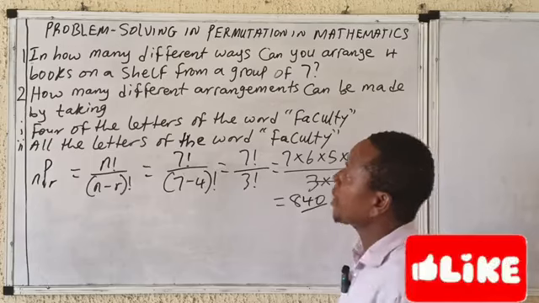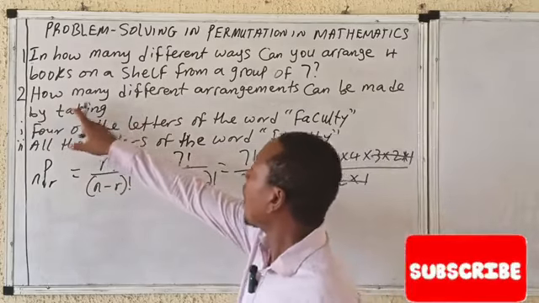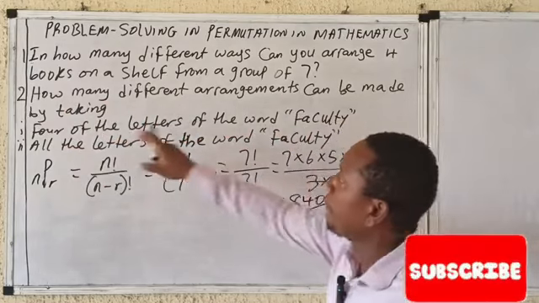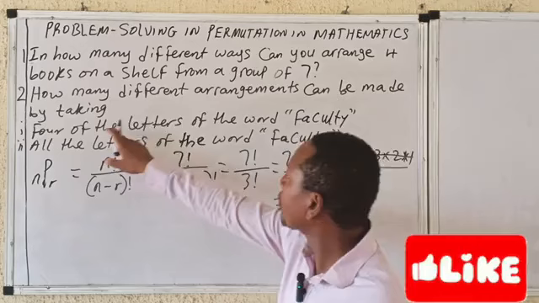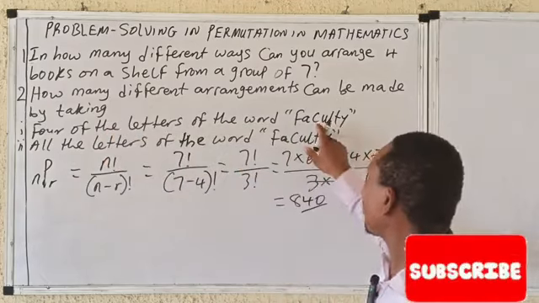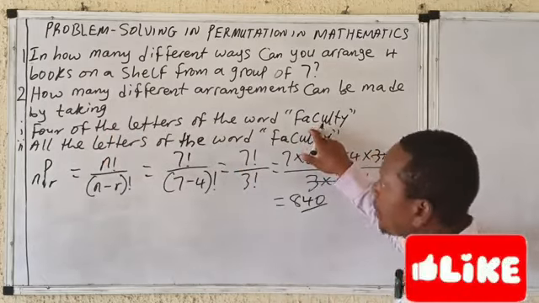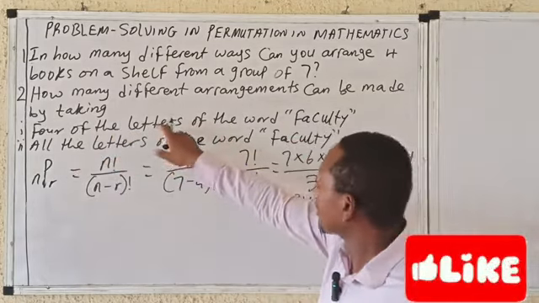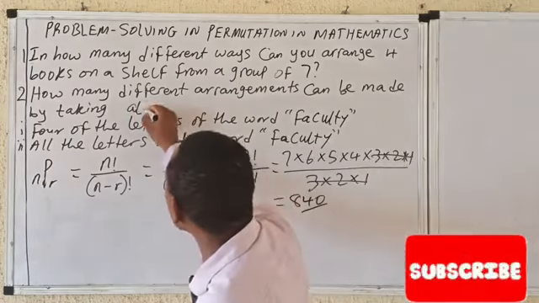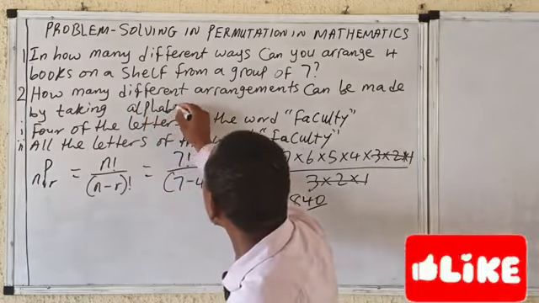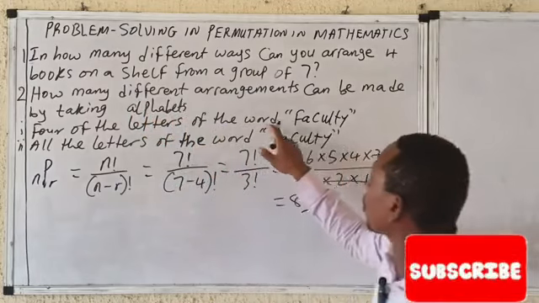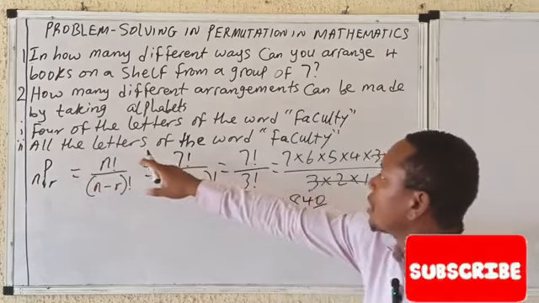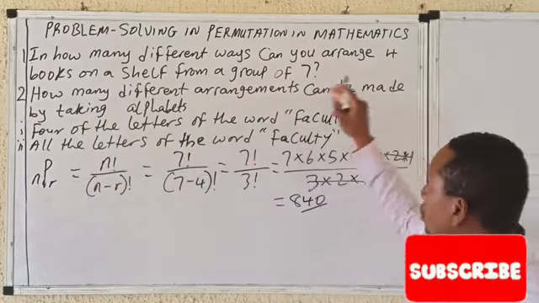840. And the second question is, how many different arrangements can be made by taking 4 of the different letters of the word faculty? 4 of the letters or alphabet. I use the word alphabet. Alphabet of the word faculty. Then all the alphabet or letters of the word faculty.